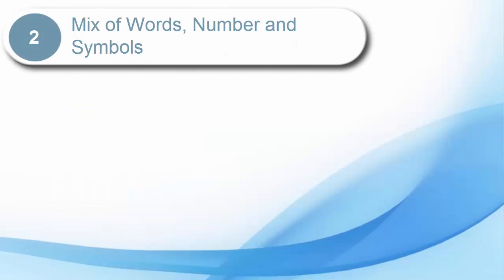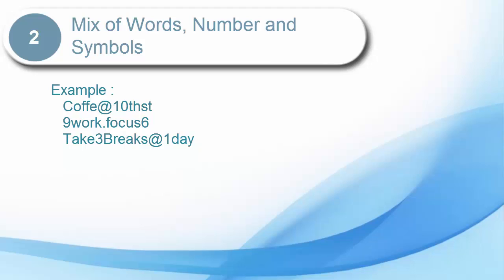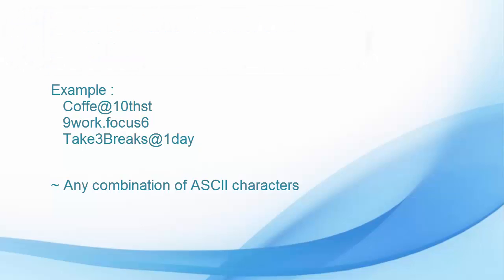The next point is you always mix words, numbers and symbols. Especially in Gmail, you can use any combination of ASCII characters. The ASCII characters are given in the description section. You can click the link and browse through the characters of ASCII.